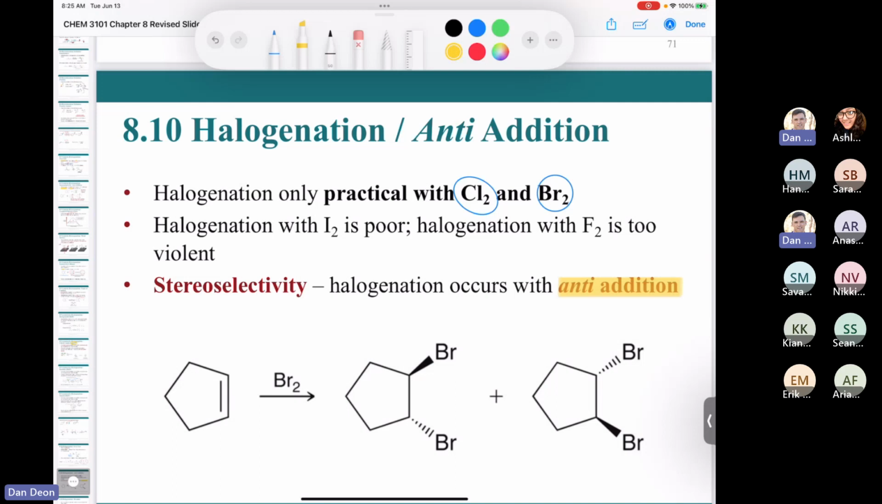So in this case, if we were to brominate cyclopentene, so let me just scribble the name in here, cyclopentene.